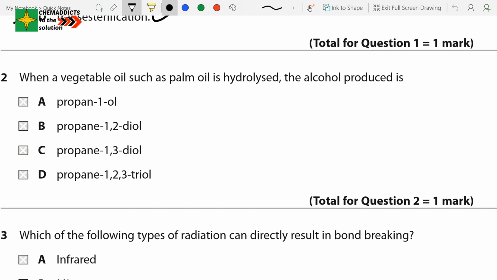Well fellas, now we're gonna solve question number 2 of this question paper.